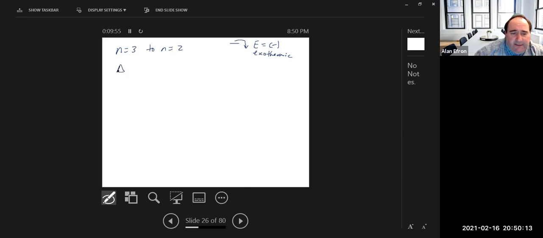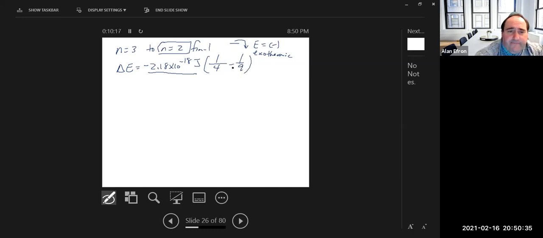So starting just like we did the others, our change in energy, minus 2.18 times 10 to the minus 18 joules. Again, this is what is sometimes referred to as Rydberg's constant. The 2 here also going to be our final. So 1 over 4 minus 1 over 3 squared, which is 9. And it looks like in this particular case, we end up with minus, again, as we would expect, 3.03 times 10 to the minus 19 joules. Any questions on that one there?